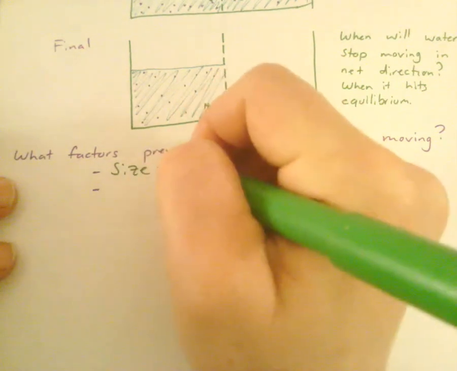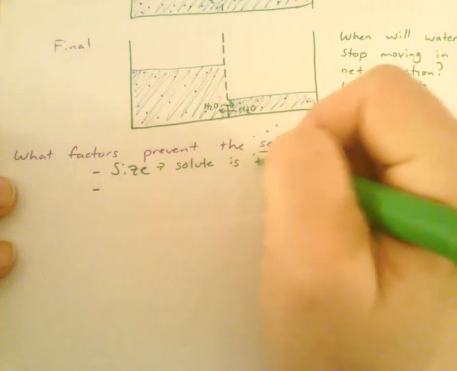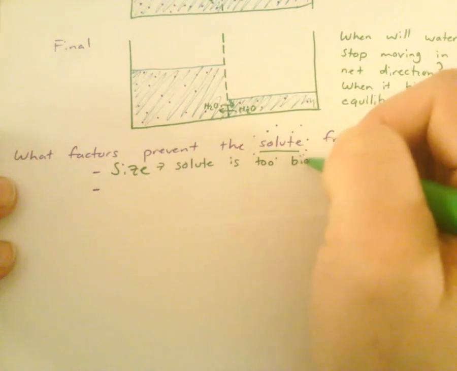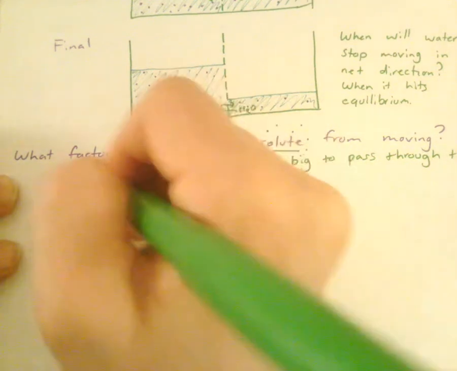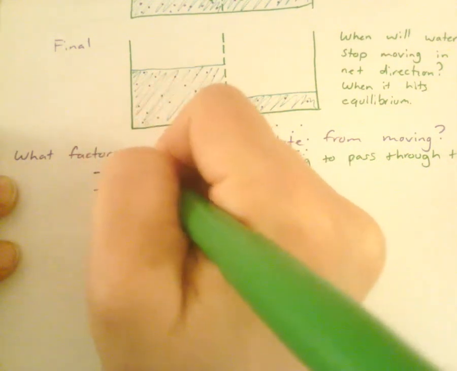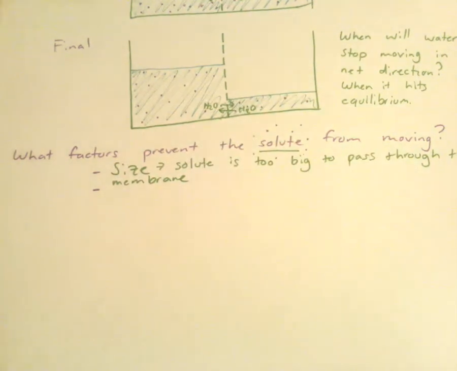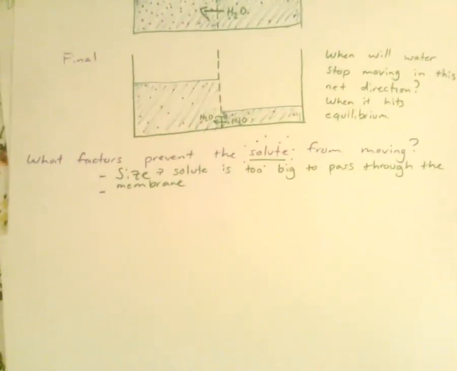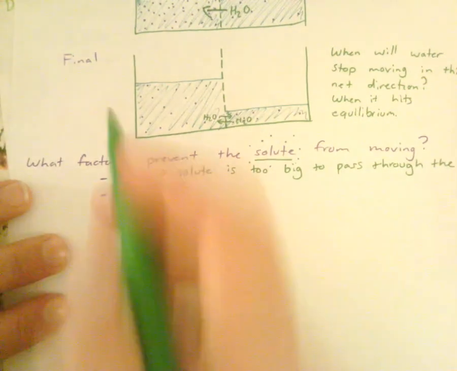So this means the solute is too big to pass through the membrane. So that would be one. So it's too big to pass through the membrane. Oh, I need to zoom out just a little bit more. So it's too big to pass through the membrane. The other one are these other characteristics.